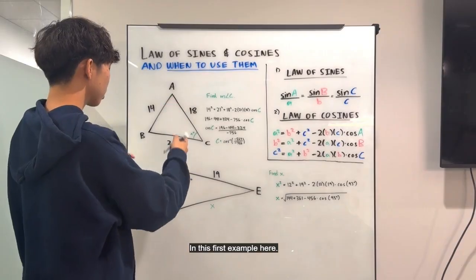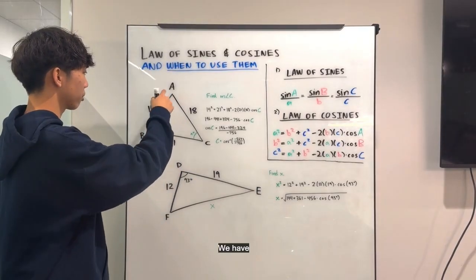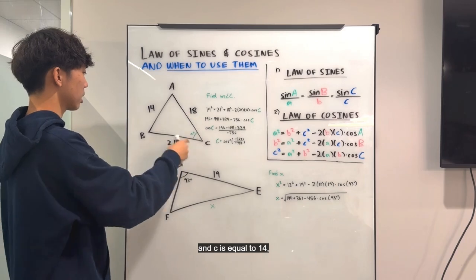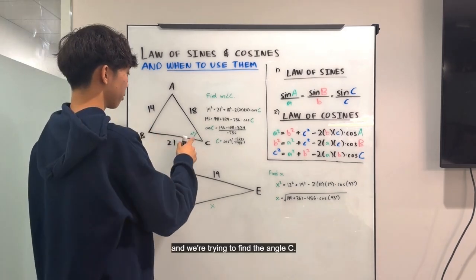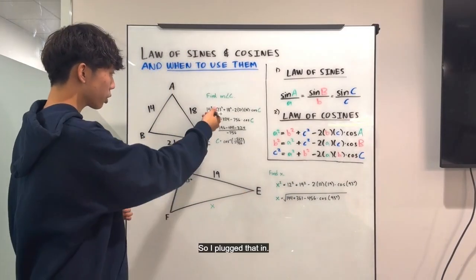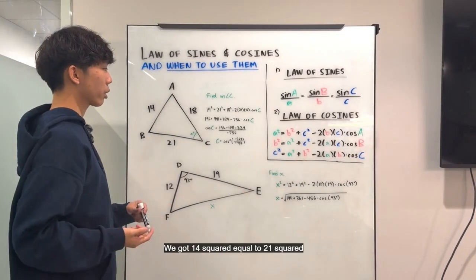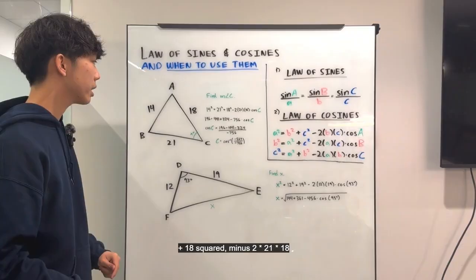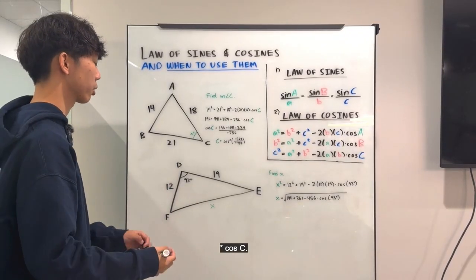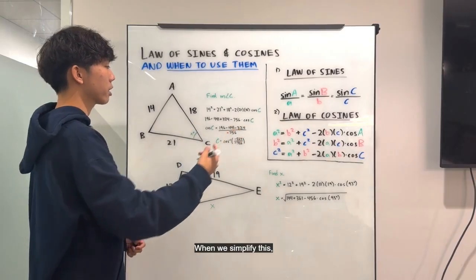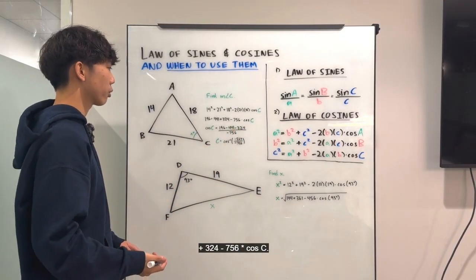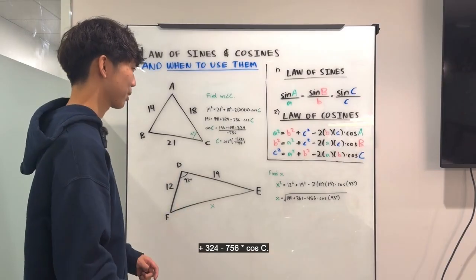Let's do that. In this first example, A is equal to 21, B is equal to 18, and C is equal to 14, and we're trying to find the angle C. That would be the third equation right here, so I plugged that in. We got 14 squared is equal to 21 squared plus 18 squared minus 2 times 21 times 18 times cosine C. When we simplify this, we get 196 is equal to 441 plus 324 minus 756 times cosine C.